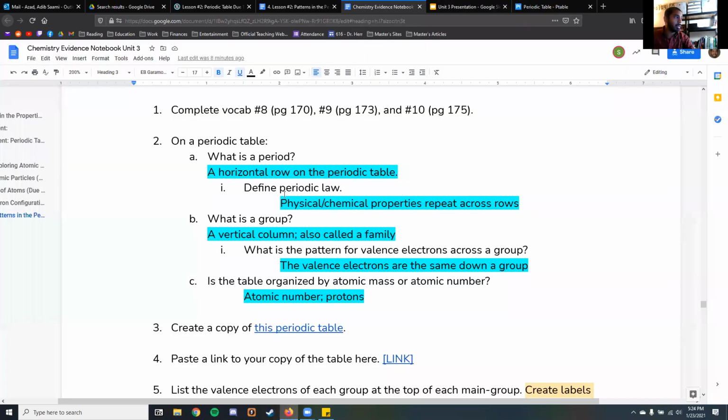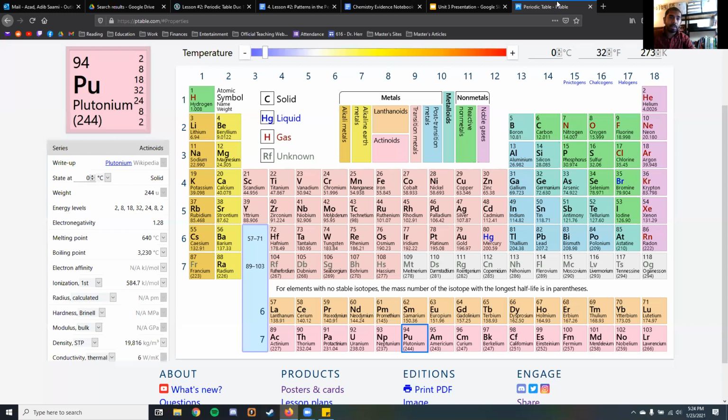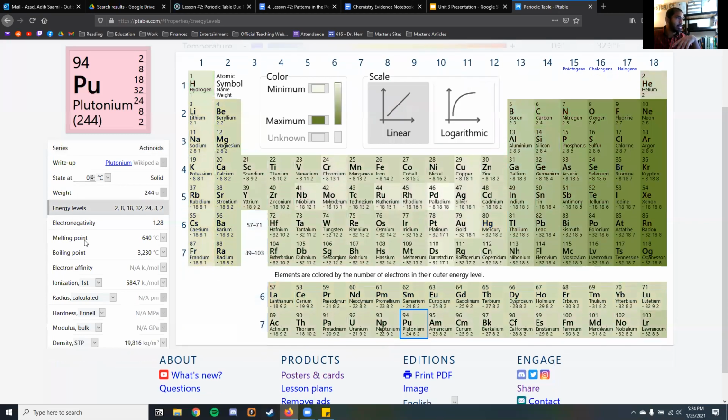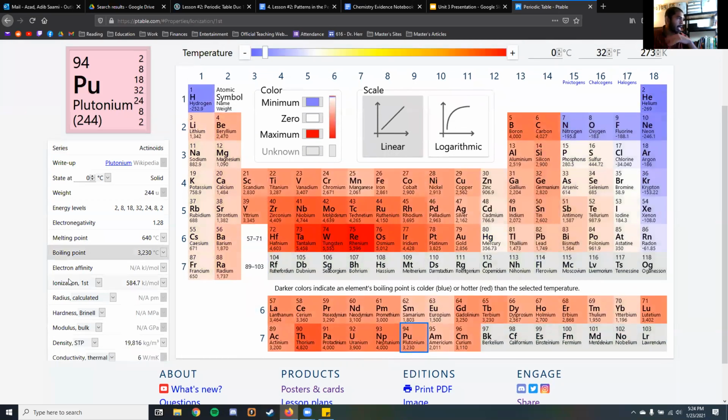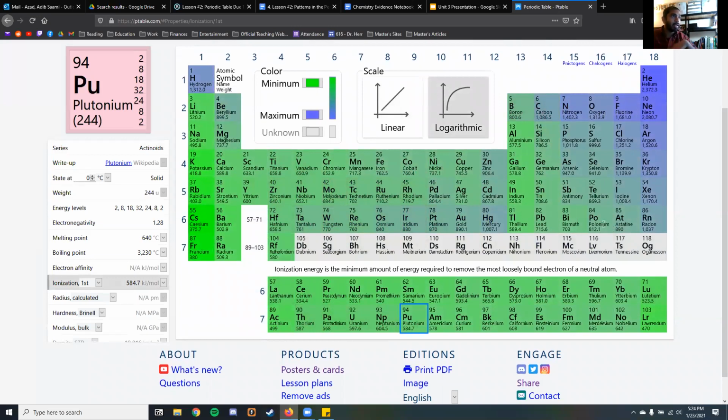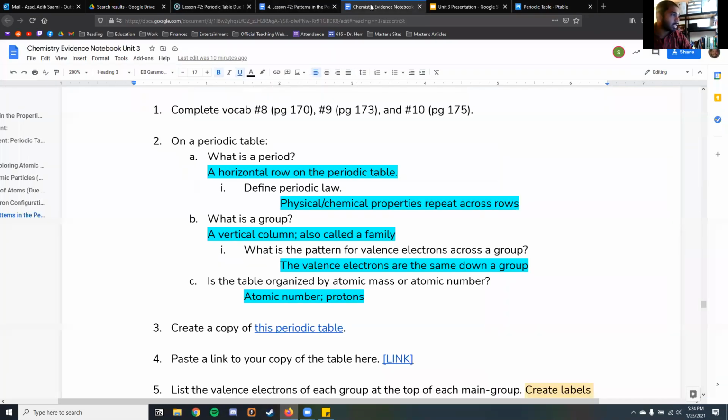What is a periodic law? Well, it's the idea that chemical properties tend to repeat along a period. So if we're looking at energy levels, for example, you'll see that it gets dark green and then it has to reset over to light green. If we look at ionization, we'll see a pattern again. It gets darker as we go towards the right. And so periodic law is really just that. It's the idea that these properties will repeat periodically.